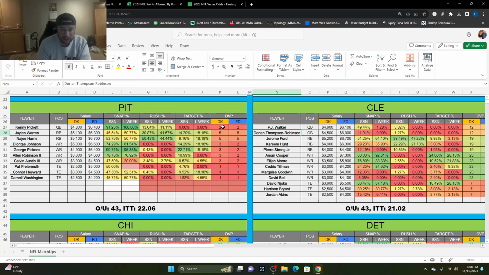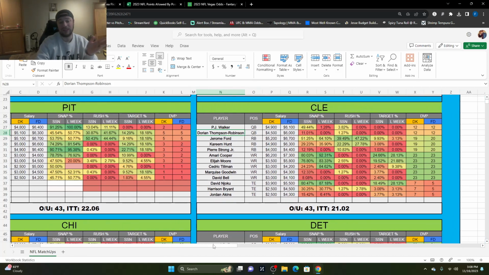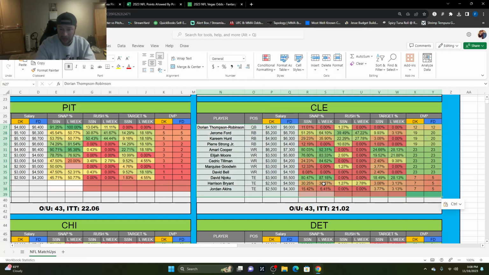I don't trust Pittsburgh. I'm probably not going to have any exposure to Pittsburgh in DFS. Probably looking at Cleveland here. So I'm out on Pittsburgh, and it's the lowest over-under as of now. I am out on this game, offense-wise, at least with Pittsburgh. Most likely with Cleveland, you can see, looking at Cleveland players, it's not going to be Walker. It's going to be Dorian Thompson-Robinson. That came out after I updated this, so let's update it now. So we've got Dorian Thompson-Robinson, DTR.